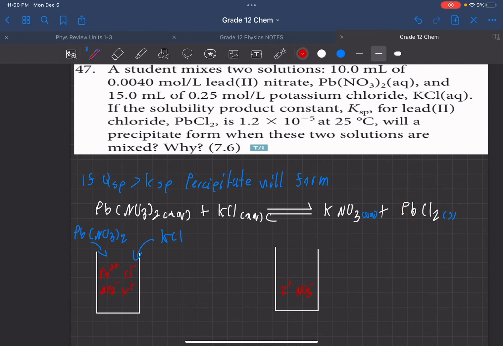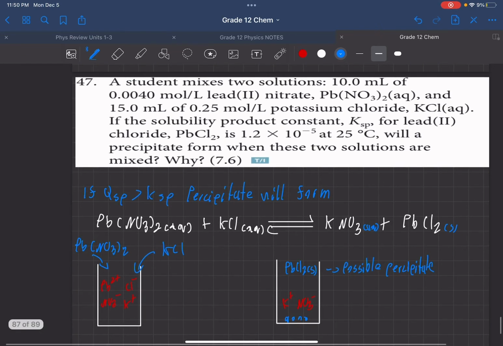So we're going to have some, let's draw this in blue, PbCl2 solid forming probably at the bottom, right? So that's going to be our precipitate, or our possible precipitate. Why? Well, it just depends how much of each we put into solution.